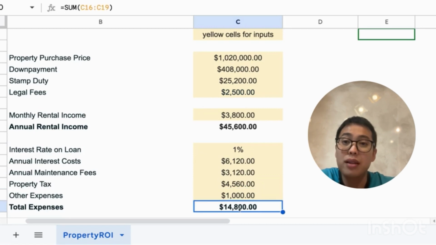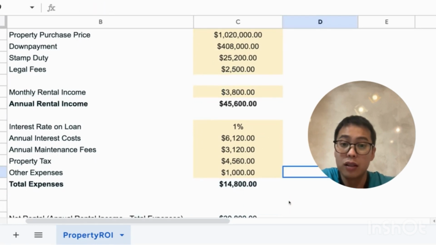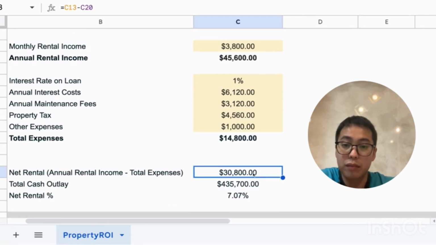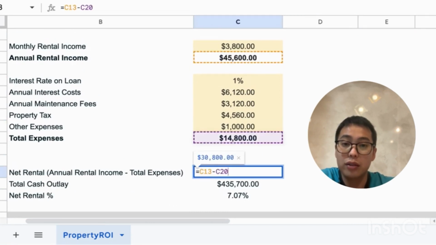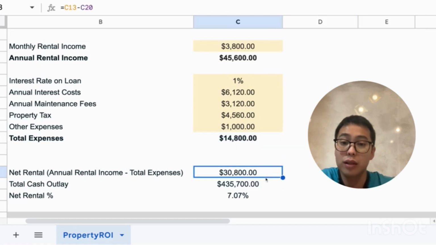So total expenses 14.8K. You can see the sum, we put in here, add together, high level. So the net rental here is 30,800. How do you calculate? Take the total annual rental income that you have, of course, then you minus away the expenses you pay for that year. So you get 30,000.